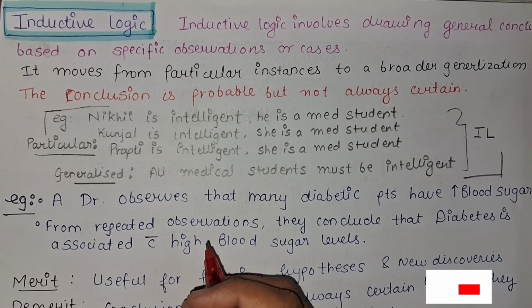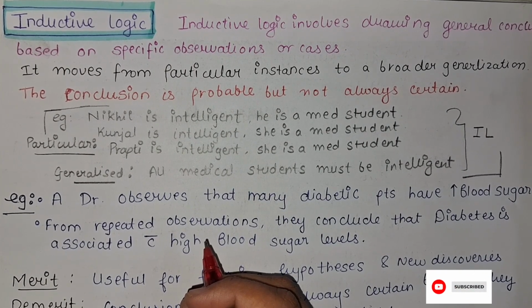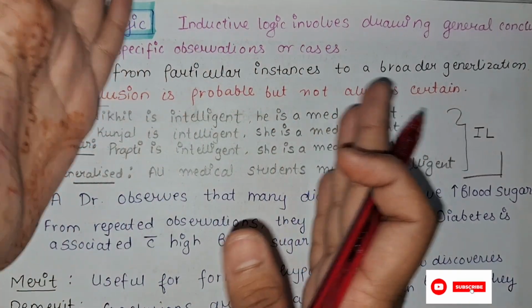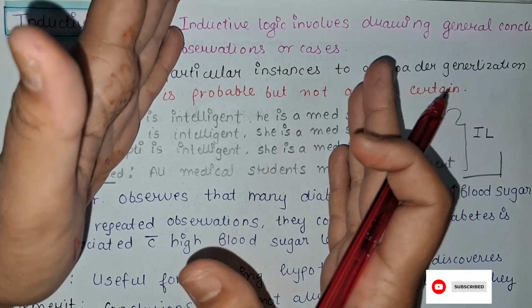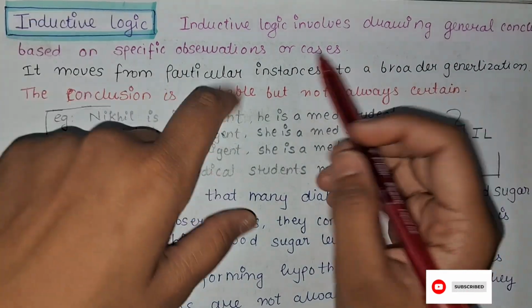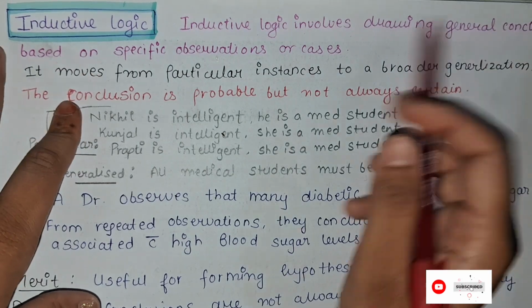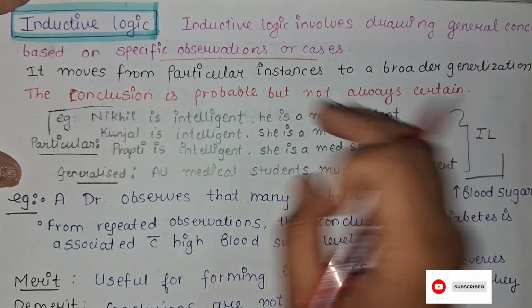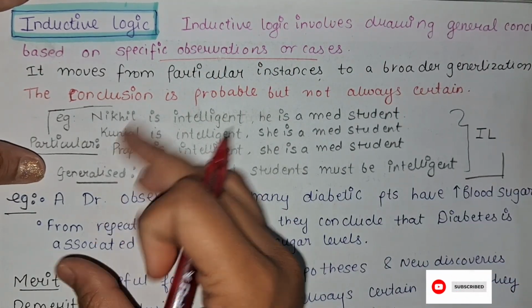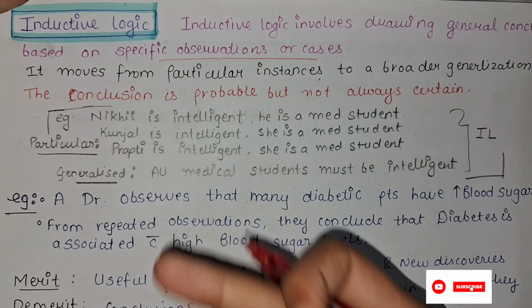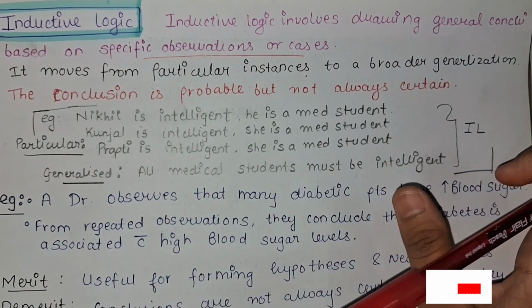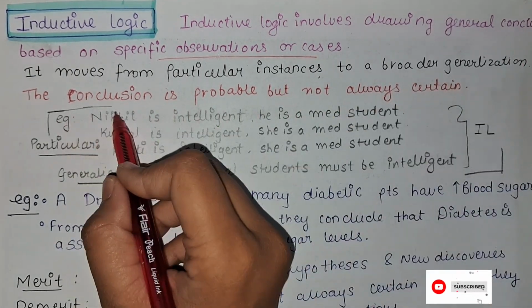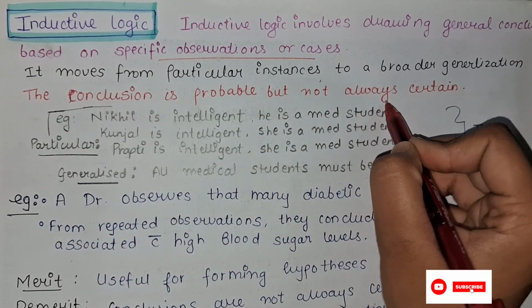First we'll see inductive logic. As I already told you, in inductive logic we go from particular things to make it generalized, or we see it in a broader picture. Inductive logic involves drawing a general conclusion based on specific observation or case. If someone comes with a particular thing, we generalize it on the basis of the observation, so we come to a generalized conclusion. It moves from particular instances to a broader generalization. The conclusion is probable but may not always be certain.